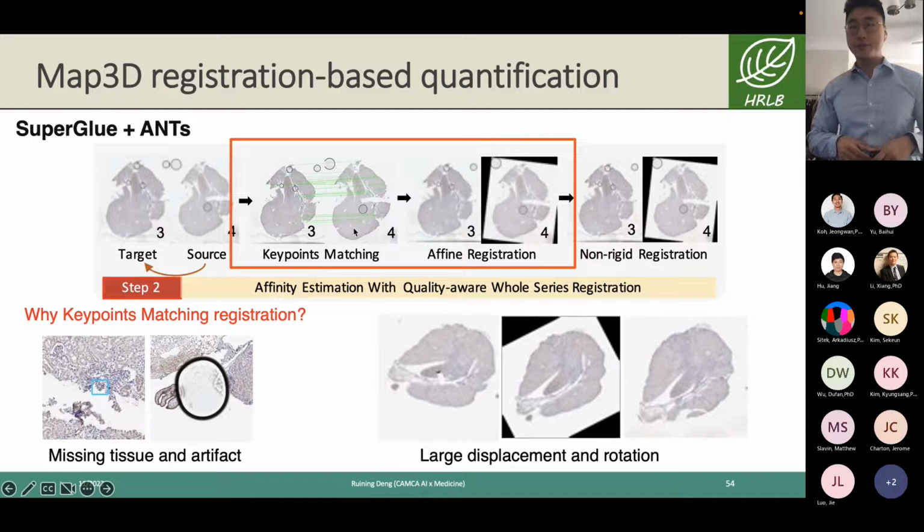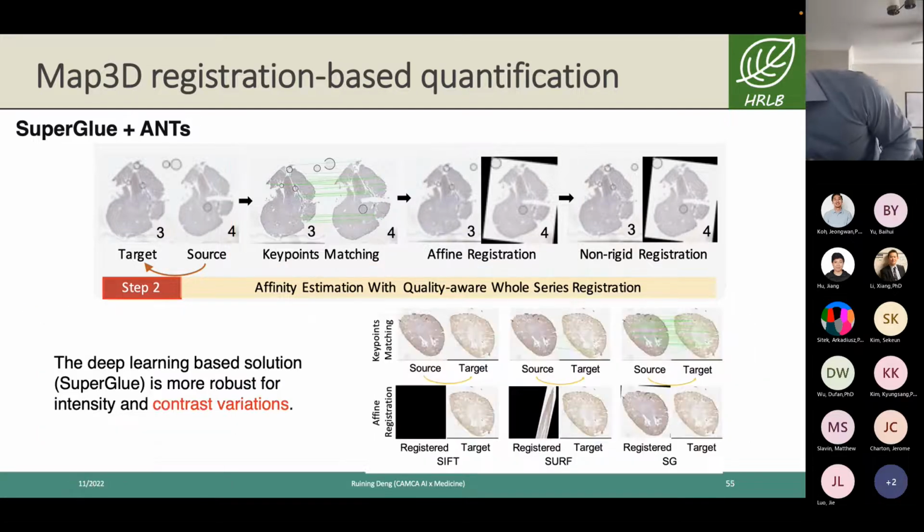Okay, that's a very good question. So we use the technology called SuperGlue. It's a deep learning based key points registration. The first step, they use a graph neural network to understand the two paired images and to select nearly 100 to 200 key points, which means they believe those pairwise key points share similarity patterns on two different images.